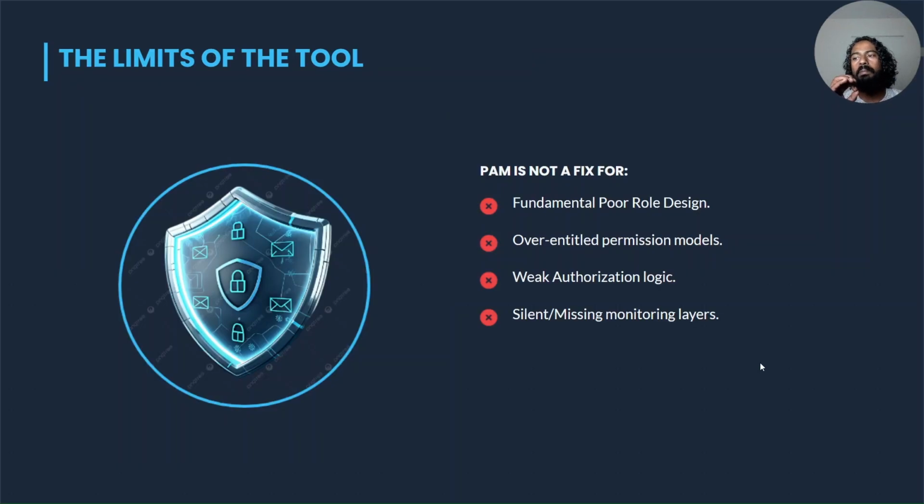Now, what does PAM not fix? Let's talk a bit about that. PAM is powerful, but it's not magic, right? It won't fix bad role design. It won't reduce excessive permissions automatically. It won't replace authorization or monitoring. So, in short, PAM enforces discipline, but the architecture still needs to be correct, right?